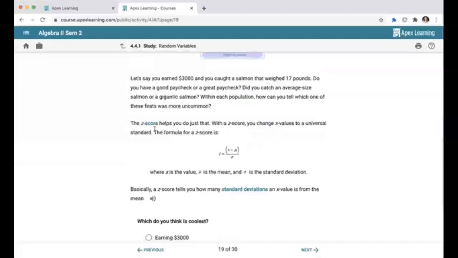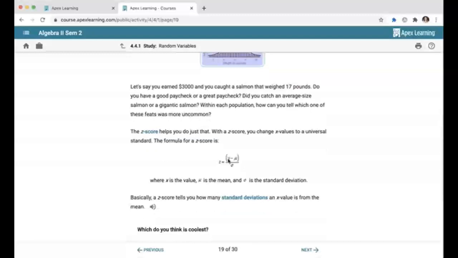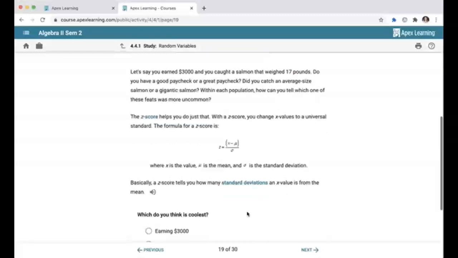So this z-score gives you a mathematical way of calculating it. You're not trying to, for lack of a better word, eyeball it on this graph and make a judgment call. It's a mathematical score that tells you absolutely. How you calculate this is you take your x value minus your mean value, and you divide it by your standard deviation.